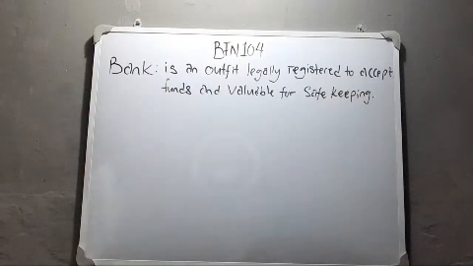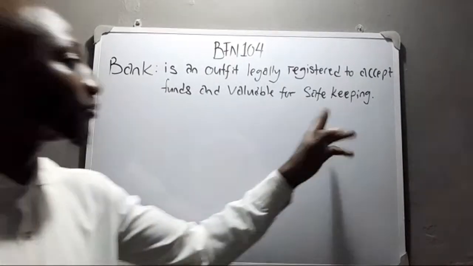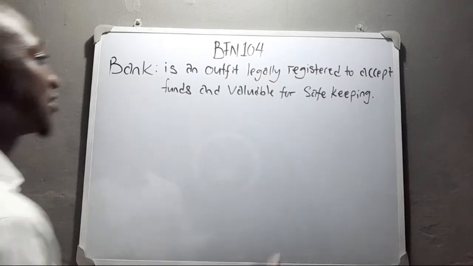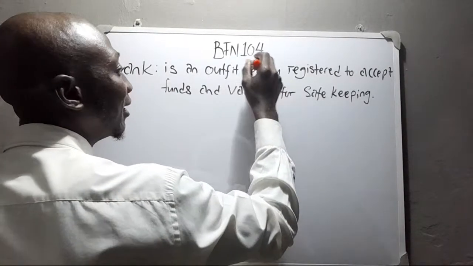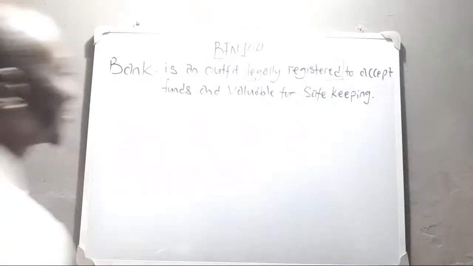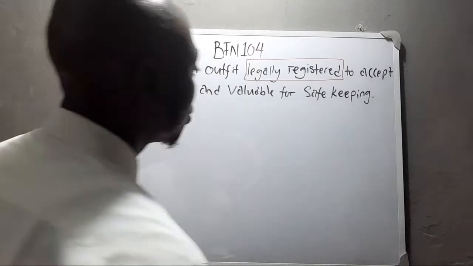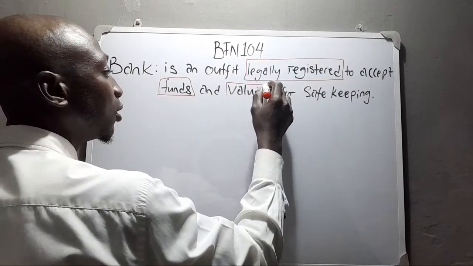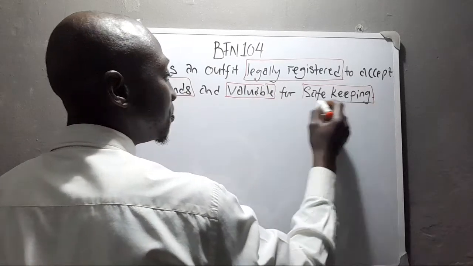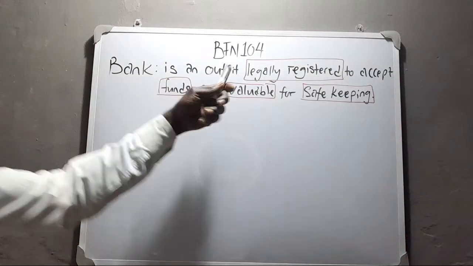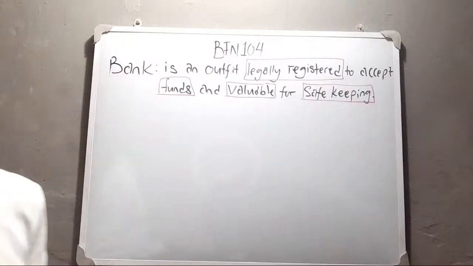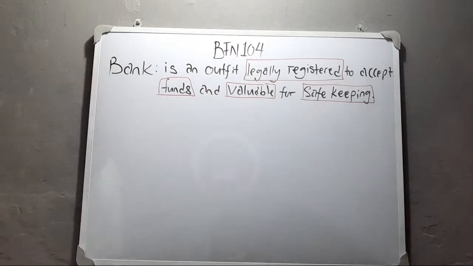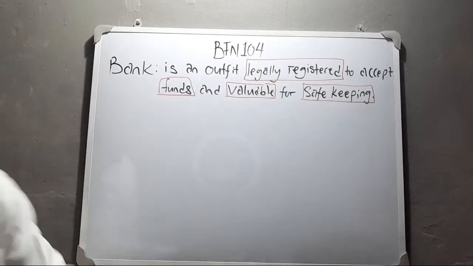It's not good enough to accept, it's not good enough to be legally registered, if you can't provide safekeeping then all is a waste. It's up to nothing. So these are the keywords: an outfit legally registered. Any outfit that is not legally registered that accepts funds and valuables for safekeeping is not recognized by the government. An outfit legally registered to accept funds and valuables for safekeeping is what we may refer to as a bank. It is oftentimes known as an acceptance house.